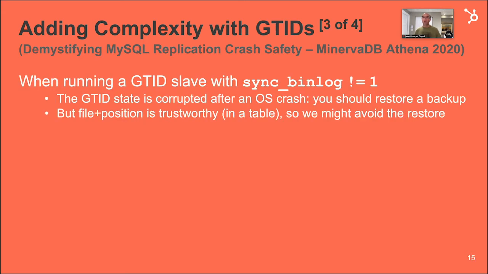So when you're running a GTID slave with sync_binlog not equal to 1, after an operating system crash, not just a MySQL crash (a MySQL crash is fine because everything lives in the Linux memory buffer), but after an operating system crash, your binary logs are truncated, you lost the GTID position, so you should restore a backup. However, the file and position of the SQL thread is trustworthy. So we might be able to do something with this.